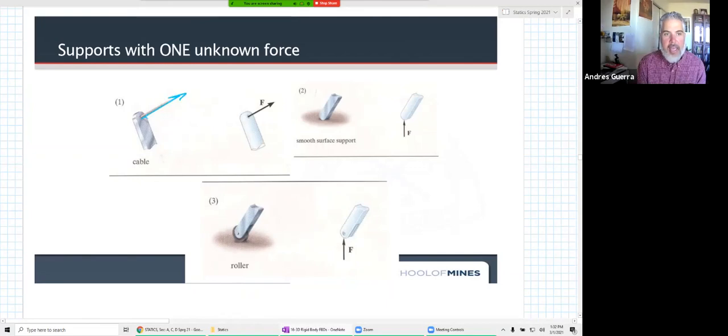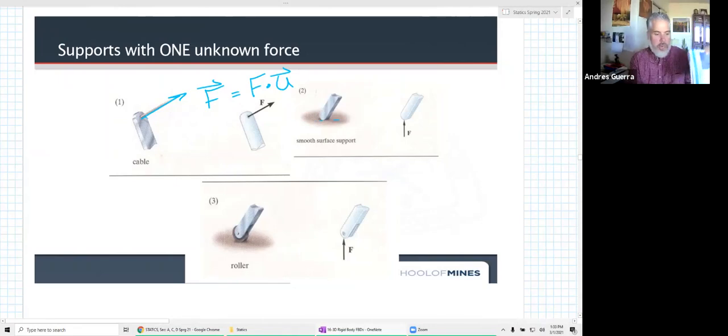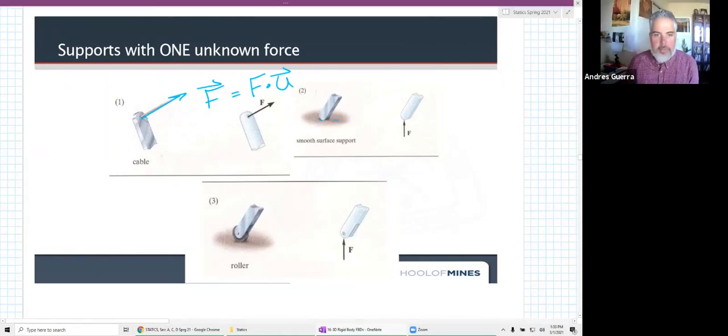It might be at a three-dimensional line of action, right? It might be an X, Y, and Z component, but it's still only one unknown because we'll express it as the magnitude times the unit vector like we've seen in the past. Or how about a smooth surface support? A smooth surface support, well, it's only going to be perpendicular to that surface regardless of whether or not the surface is at a three-dimensional angle, right? If it's at a three-dimensional angle, well, then the force will be perpendicular to whatever that surface looks like.